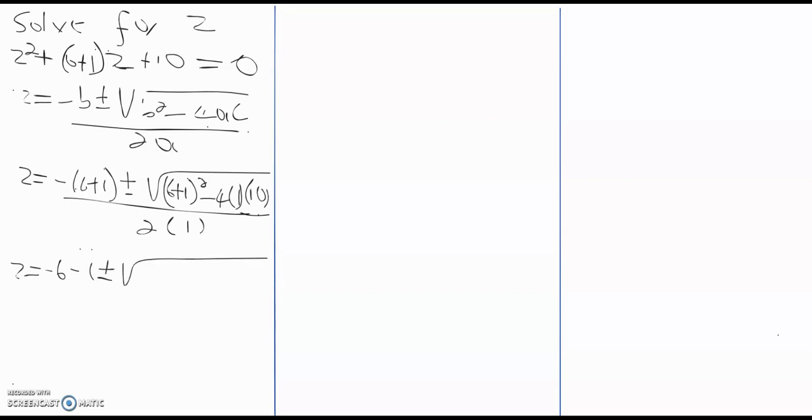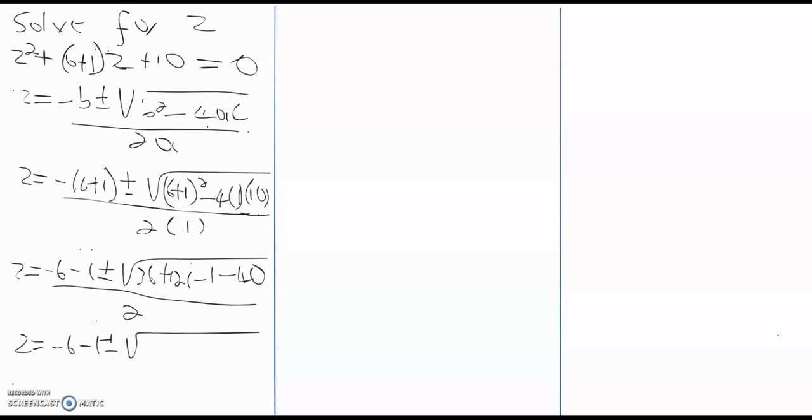square root, and the (6 plus i) all squared is a perfect square, so we can use a shortcut. So we square the first term, which is going to be 36, the first term times the second term times 2, which is going to give me 12i. And when I square the i, I'm going to have i squared, which I know is negative 1. And 4 times 10, that's minus 40, all over 2. So z is equal to negative 6 minus i plus or minus the square root. Now underneath this, we have 36 minus 1, which is 35, minus 40, which is going to give me negative 5, plus 12i. And all of this goes over 2.